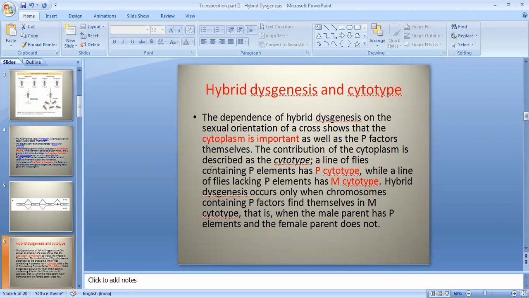Now, a line of flies containing P elements has a P cytotype, while a line of flies lacking P elements has an M cytotype. So you can call the cell not possessing the P transposon as having M cytotype, and the cell having P elements in the genome as possessing P cytotype.